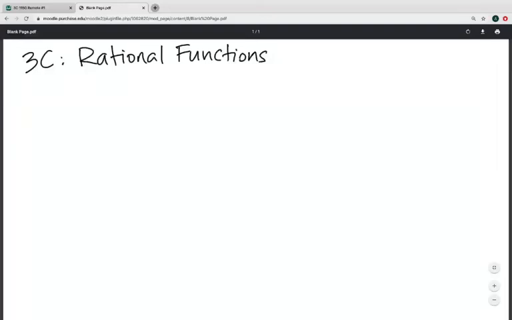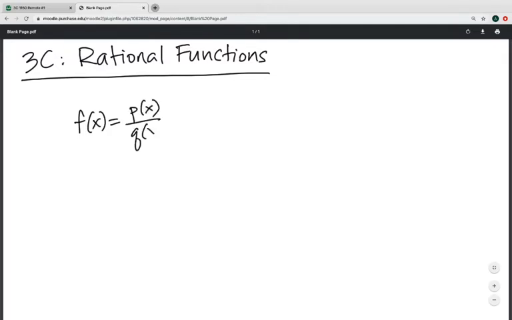Section 3C is on rational functions, and in this video I want to give you an introduction to what their equations look like and what their graphs look like. A rational function is a ratio, a fraction, of two polynomials. So I put a polynomial on top and a polynomial on bottom. Both of those are polynomials.